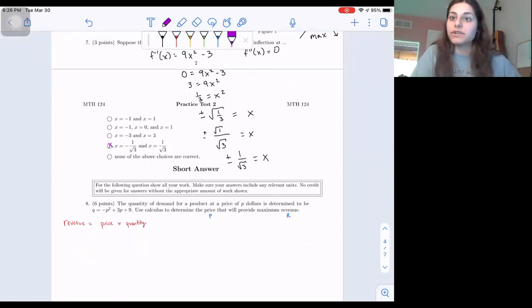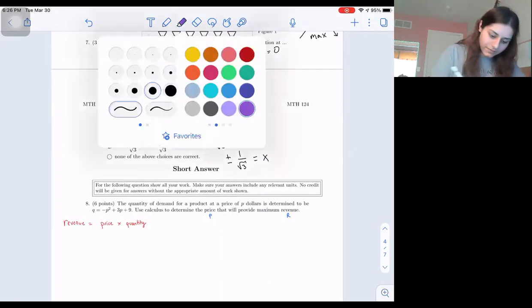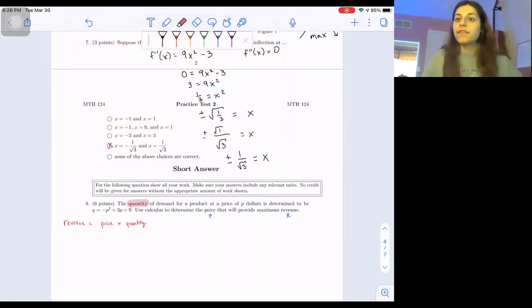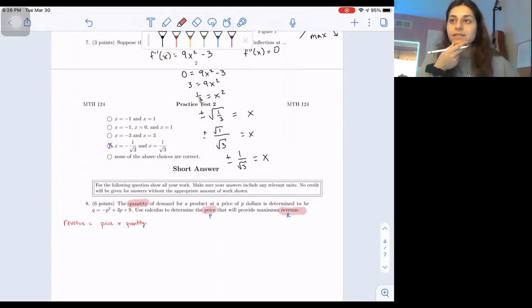Okay, so some keywords here. Let's use a highlighter. They're giving us a function for quantity, but they want to find maximum revenue, and our variable of interest is price. So we're probably going to have to figure out how to get that quantity function into a revenue function.